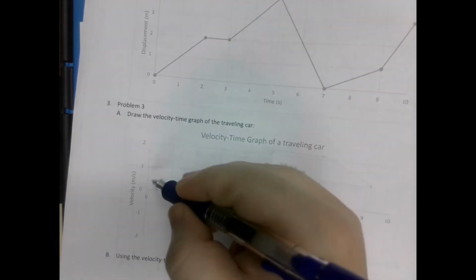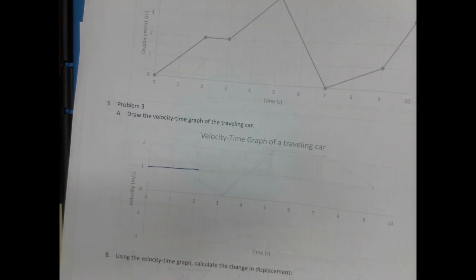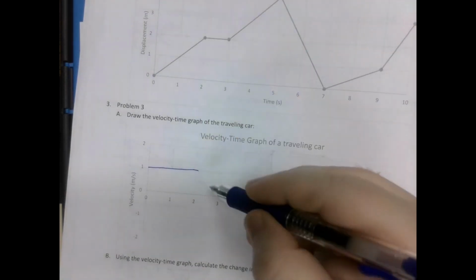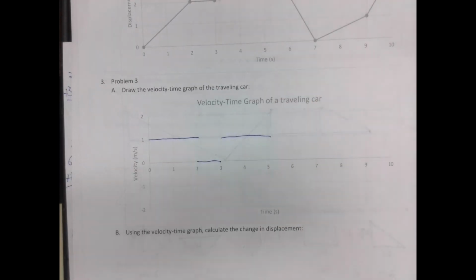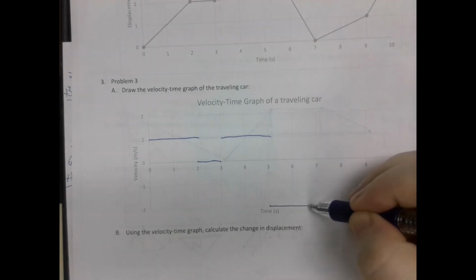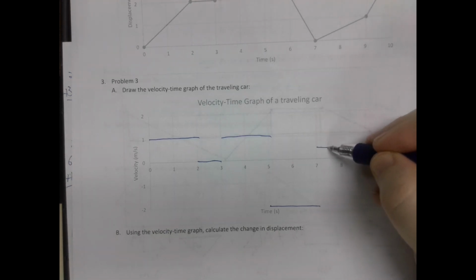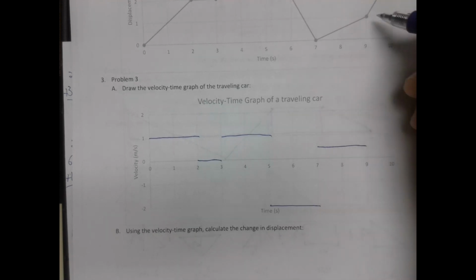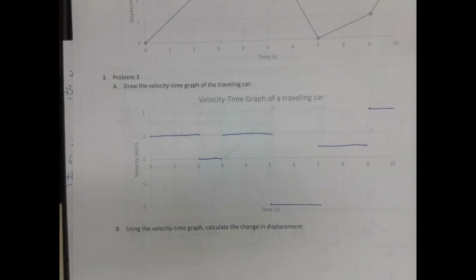So this is a slope of 1. So we draw 1 for the first line segment. This has a slope of 0. So we draw 0 here. This has a slope of 1, so we draw slope 1. This has a slope of -2. This has a slope of a half. And then this has a slope of 2. So this would be the velocity time graph.